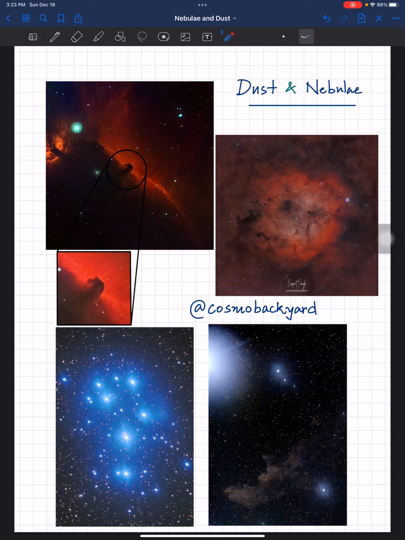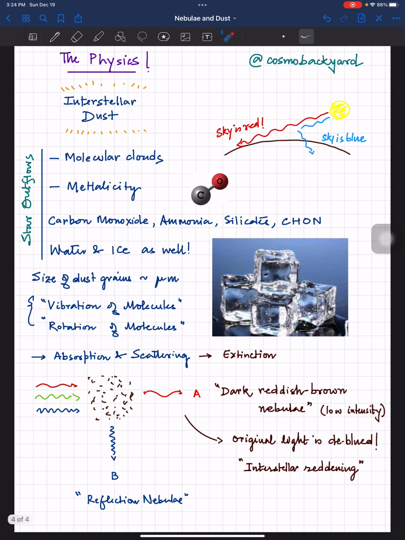In the bottom row, I have objects which are completely in contrast with the top row. I have the blue open cluster of Pleiades, and there's a lot of gas here which is looking blue. And then I have the Witch Head Nebula, again another nebula in Orion, which is very near the bright star Rigel. So what is the difference between these two systems, and what is the physics behind it? Let's look at it in slight detail.